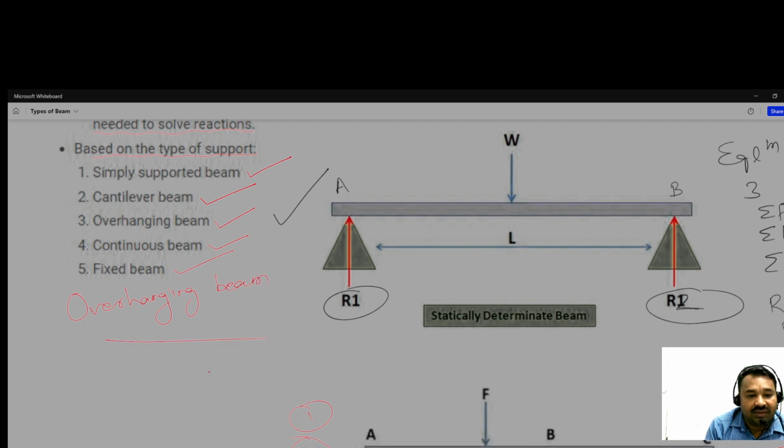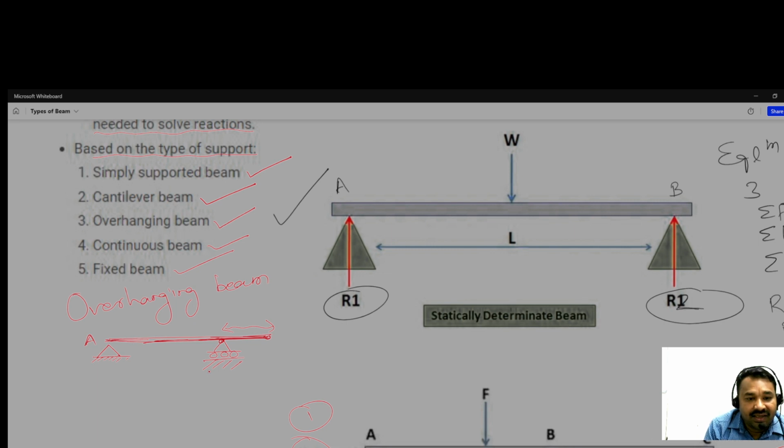So suppose this is our beam, and there is a hinge at A, and here there is a roller support. Okay, so you can see overhanging. So this portion is overhanged.